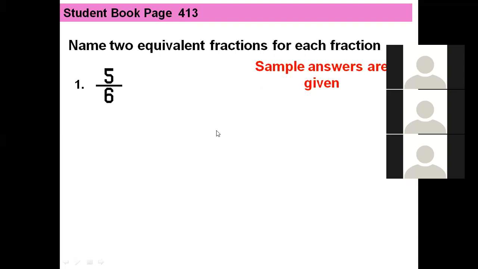Okay, Aus. Read the question. Name 2 equivalent fractions for each fraction. 5 out of 6. You may choose way 1 or way 2. It's up to you. I want 5 out of 6. One equivalent fraction is 10 out of 12. Excellent. What did you do? You multiplied by what? By 2. Excellent, Aus.